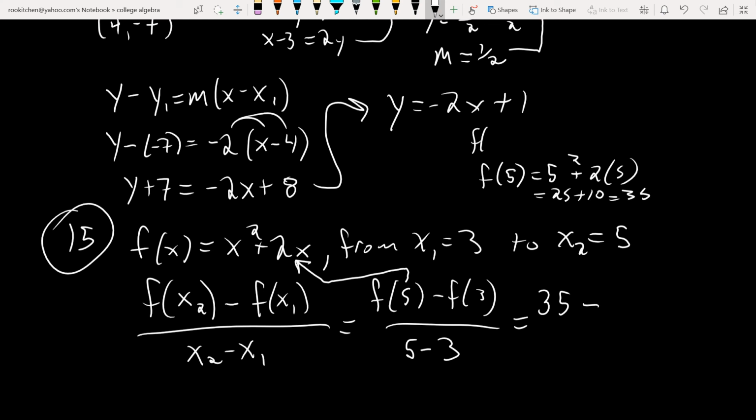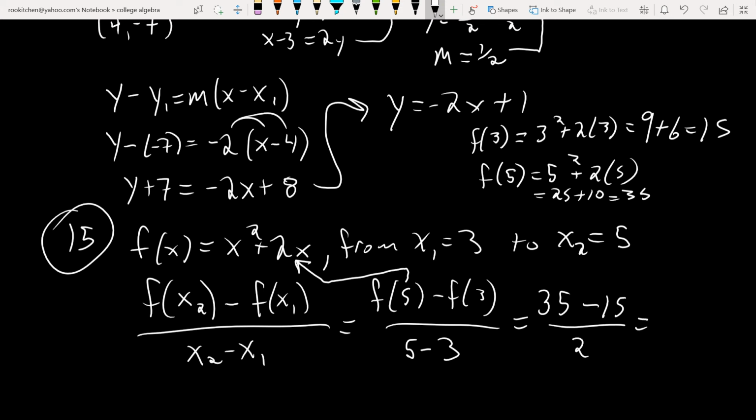So let's do f of 3 in the middle to the right of the page. F of 3 is 3 squared plus 2 times 3, which is 3 squared is 9 plus 6, which is 15. Okay, so 35 minus 15 all over 5 minus 3 is 2. 35 minus 15 will be 20 divided by 2, so the average rate of change is 10.